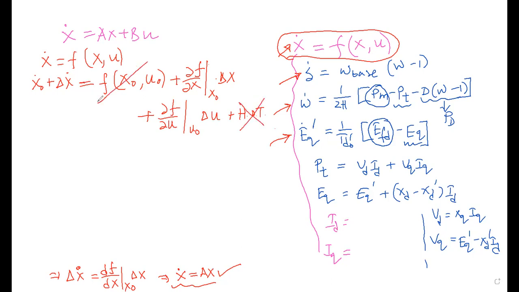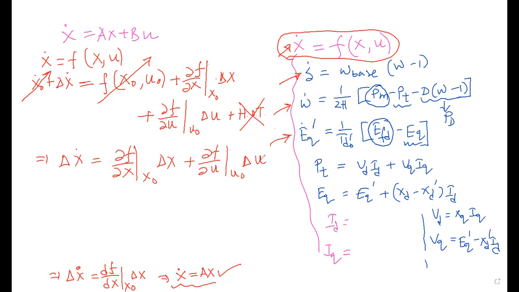And again, by definition, this f of x0 u0 is the same as x0 dot, so we can cancel them out from both sides. Then we will be left with this. So del x dot equals partial f over partial x evaluated at x naught multiplied by del x, that is the deviation variable, plus partial f over partial u evaluated at u naught multiplied by del u, that is the deviation in input.